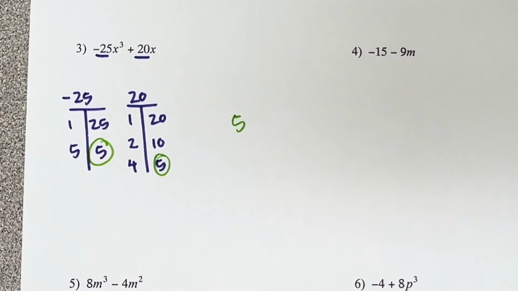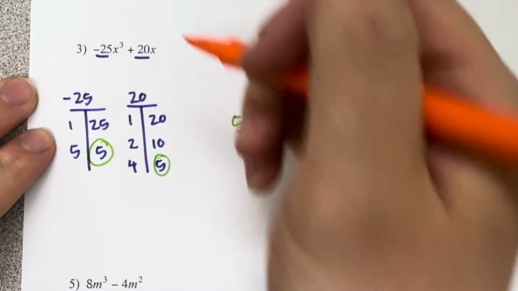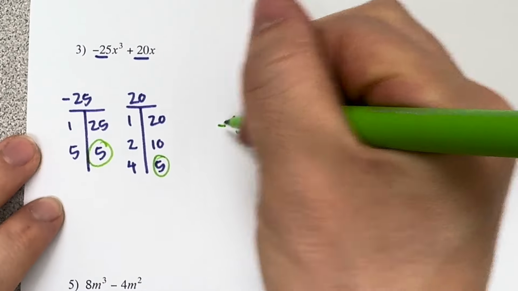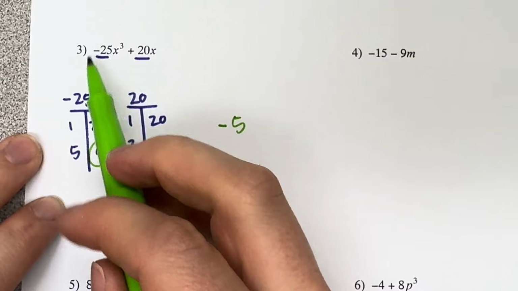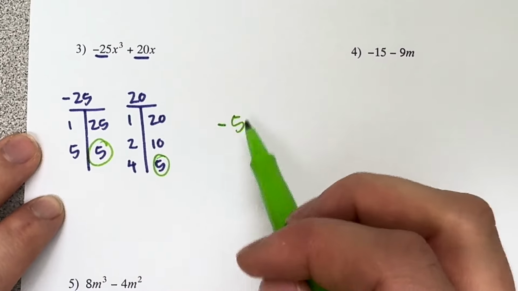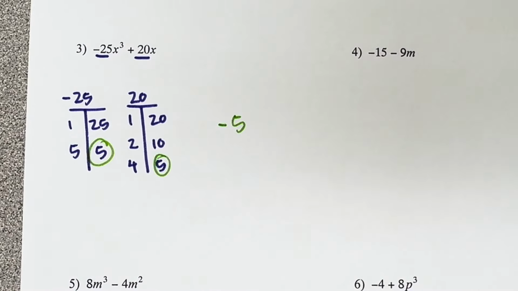Okay, now we need to look at our variables. Actually, with this 5, here's what I'm going to do. I can take out a negative from both of these. I can divide a negative by a negative, and there's also a negative that can go into a positive. So I'm just going to take out that negative 5.